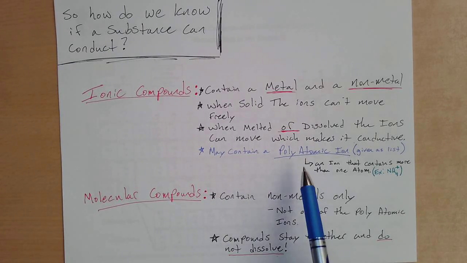Now, we're not going to talk about it right now, but there are these things called polyatomic ions. That's where we have more than one element stuck together that has a charge. So an example of that is NH4+. Now, a molecule, though, only contains non-metal items, and it's not one of the polyatomic ions. You're going to get a list of polyatomic ions at some point, and that will help you determine, am I looking at something that will have a charge or not? And these are the compounds that stay together. They don't fully dissolve, not in the same way that salt does.